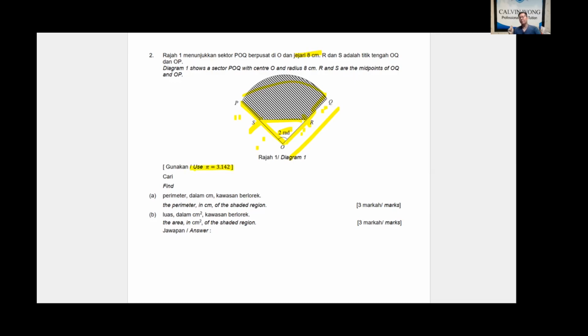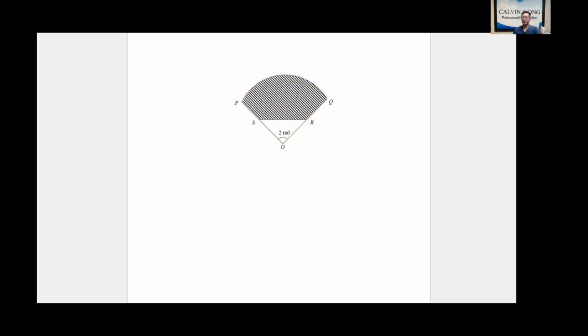Okay, then remember I need to use pi is 3.142, not the answer in terms of pi. Find the perimeter of the shaded region, and the area of the shaded region, this one. So now the method is like this. First, every time we do, we ignore everything. Look at this one only, whether you can do or cannot, or what information you can gather from this diagram.